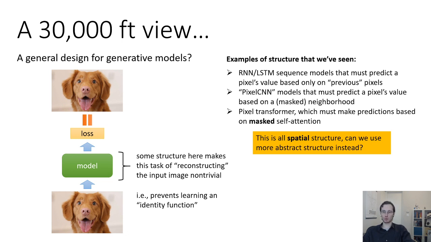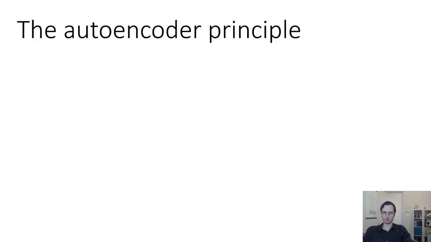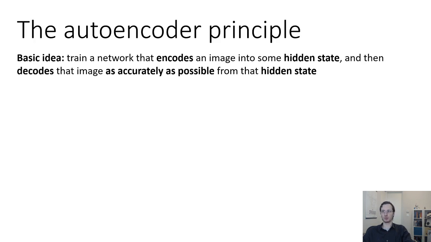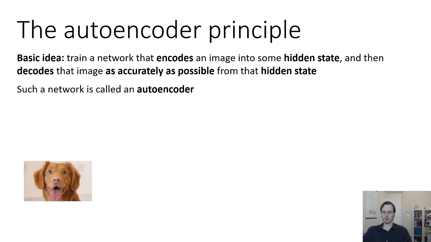So more broadly, models that take in some input and then are tasked with producing that same thing as output are called autoencoders. The basic idea behind an autoencoder is to train a network that encodes an image into some hidden state and then decodes that image as accurately as possible from that hidden state. Such a network is called an autoencoder, and it needs some kind of structure to force the hidden state to be meaningful.